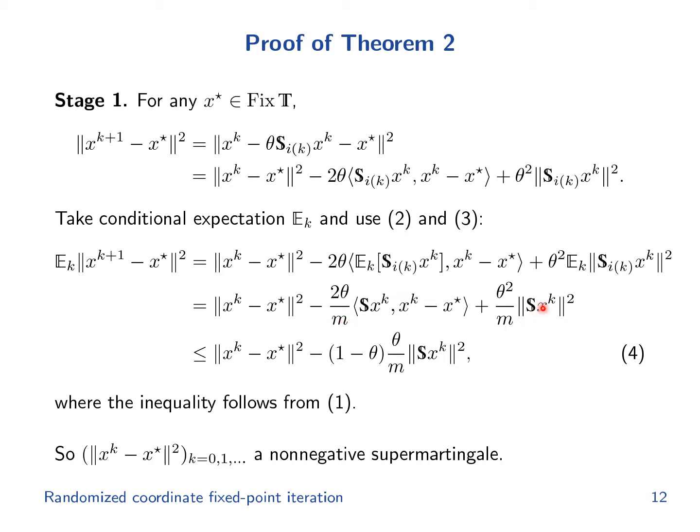Using the formula on the previous slide, taking the conditional expectation over ik gives us S of xk over m and the norm of S of xk squared over m. And then using the half coerciveness of S that we proved about 2 slides ago, we get this inequality. Now this lets us form a non-negative supermartingale out of the xk minus x star 2-norm squared. Note that we have to first pick a fixed point, then get a non-negative supermartingale on which we can apply the supermartingale convergence theorem.